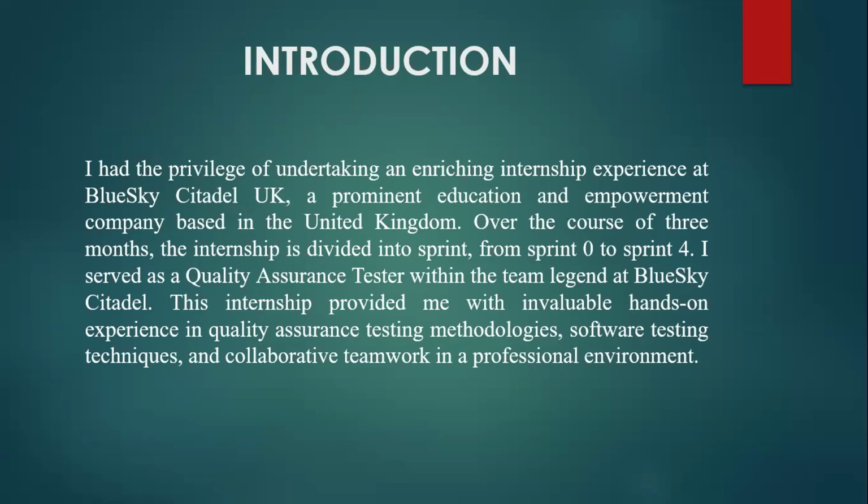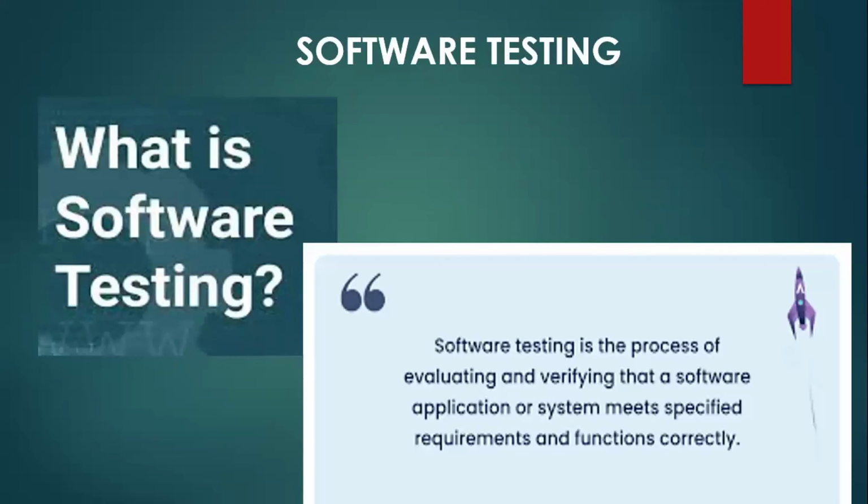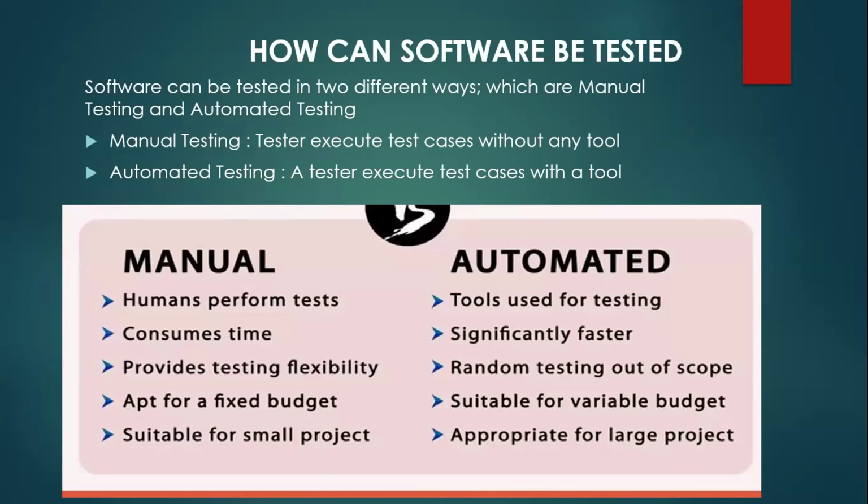Software testing is an activity that is executed to demonstrate that a software, package, program, system, web app, mobile app is working as expected. There is manual testing and automated testing. In manual testing, the tester will execute tests without any tools, while in automated testing, the tester executes test cases with a tool. And these are the differences between manual and automated testing.